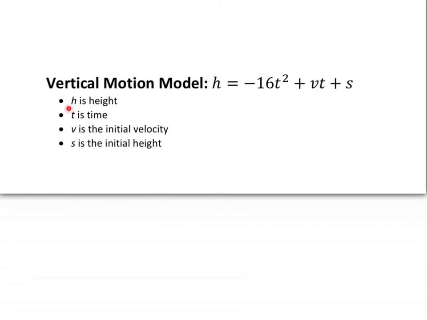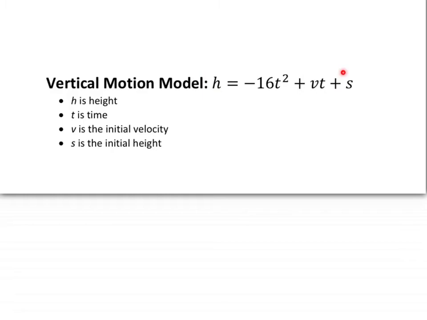So h, that variable, means height. t is time. v is the initial velocity at which the object is moving when it takes off, what's its initial speed. And s is the original height. So if you're at the ground, if you shoot off like a firework from the ground, then s, the initial height, would be 0 because you'd be at the ground, so ground equals 0.